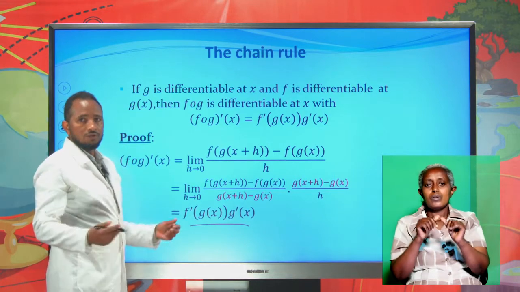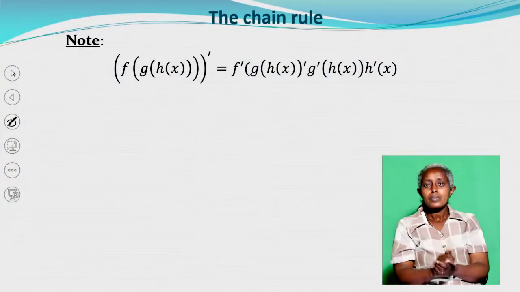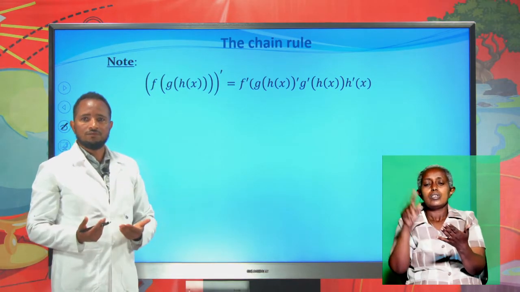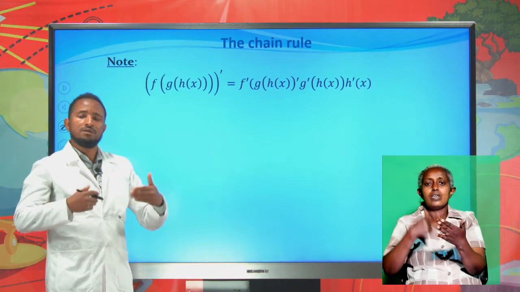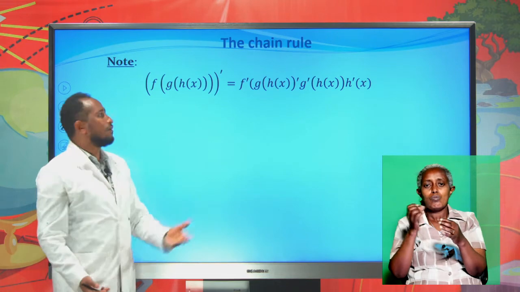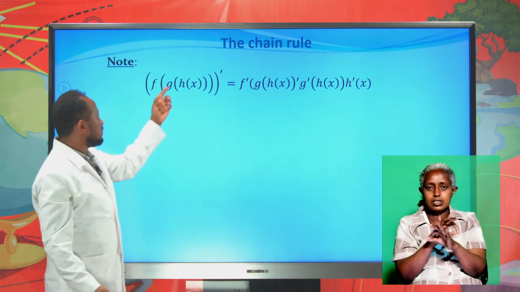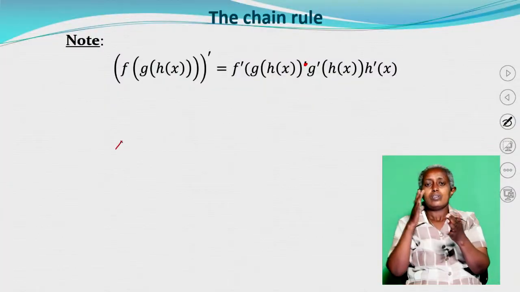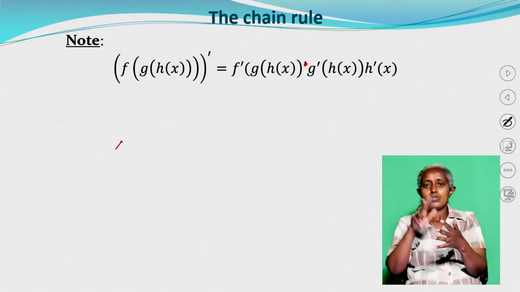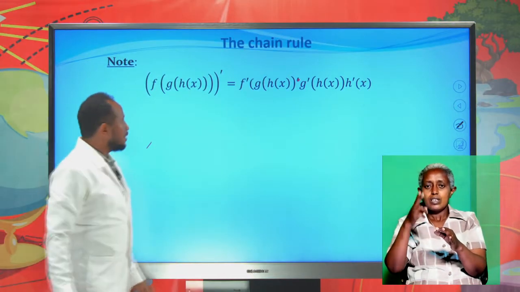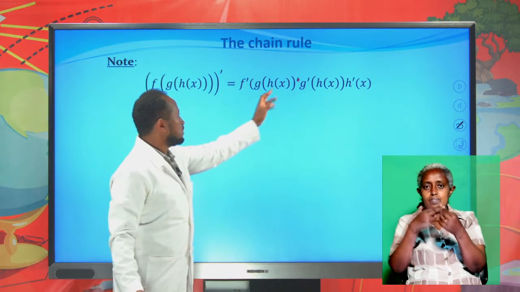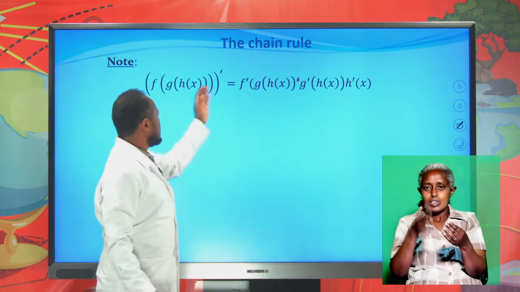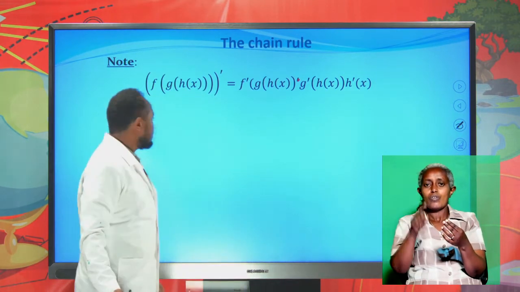Now let's continue to the other part. Before that, the derivative of a composite function can be extended to three or more functions. If you have three functions, the derivative of f of g of h of x will be equal to f derivative of g of h of x times g derivative of h of x times h derivative of x. Now let's see an example for this.